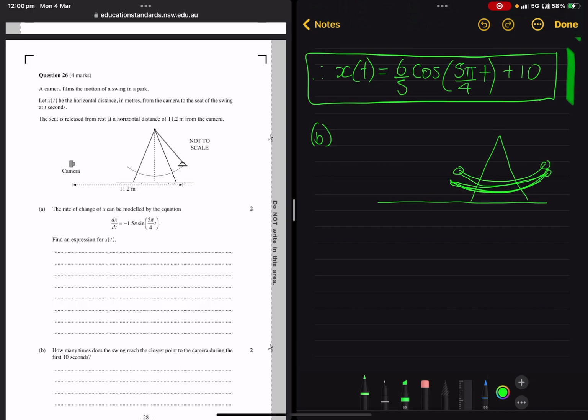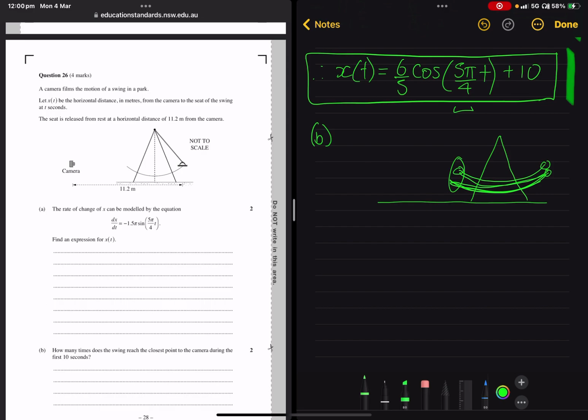Well, one way to do this is to find the period. If we find the period, that will tell us how long it takes to do a full cycle from the furthest point to the closest point back to the furthest point. If we divide that period by 2, that will tell us how long it takes to make a half period. And we can use that to work out in a 10-second gap how many times it will reach the closest point. So the period relates to this term here, the term in front of the t inside the cosine.